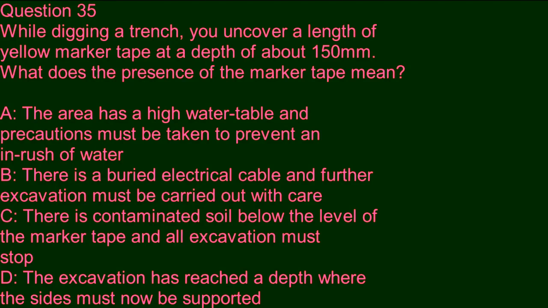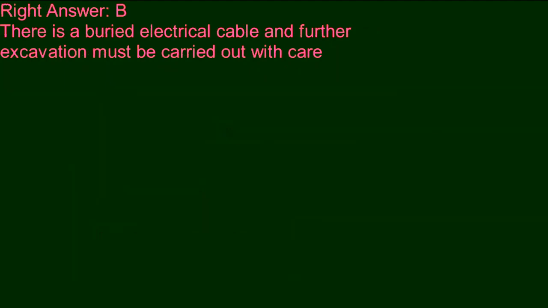Question 35. While digging a trench, you uncover a length of yellow marker tape at a depth of about 150 millimeters. What does the presence of the marker tape mean? A. The area has a high water table and precautions must be taken to prevent an inrush of water. B. There is a buried electrical cable and further excavation must be carried out with care. C. There is contaminated soil below the level of the marker tape and all excavation must stop. D. The excavation has reached a depth where the sides must now be supported. Right answer, B. There is a buried electrical cable and further excavation must be carried out with care.